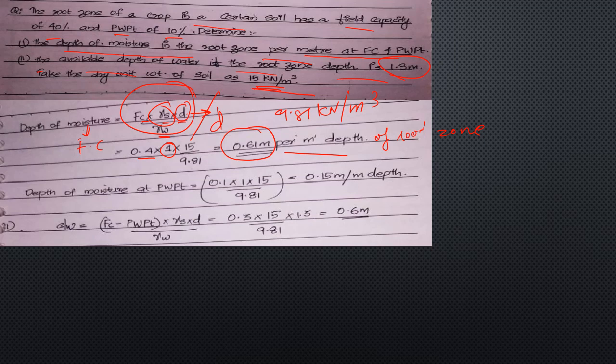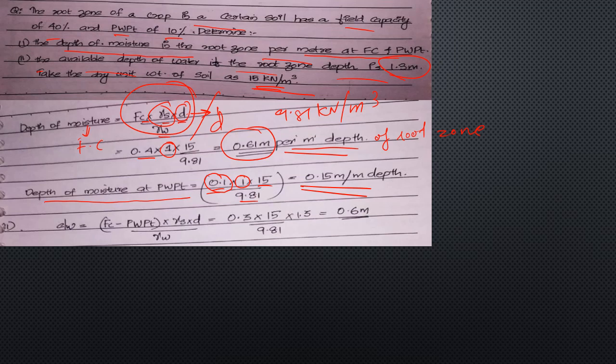One more thing, we have to find out the depth of moisture at permanent wilting point also. For that simply substitute the value of permanent wilting point percentage as 10%. We substitute it as 0.1 into D equal to 1, as we are going to find the value per meter of root zone, into 15 by 9.81. So the value is 0.15 meter per meter depth.